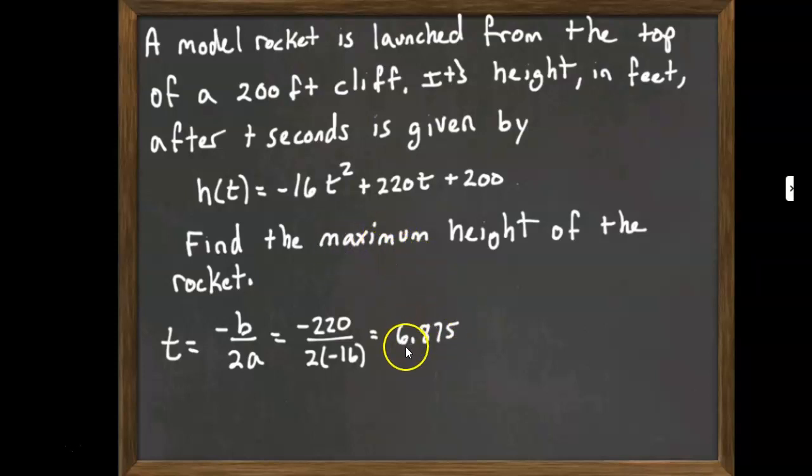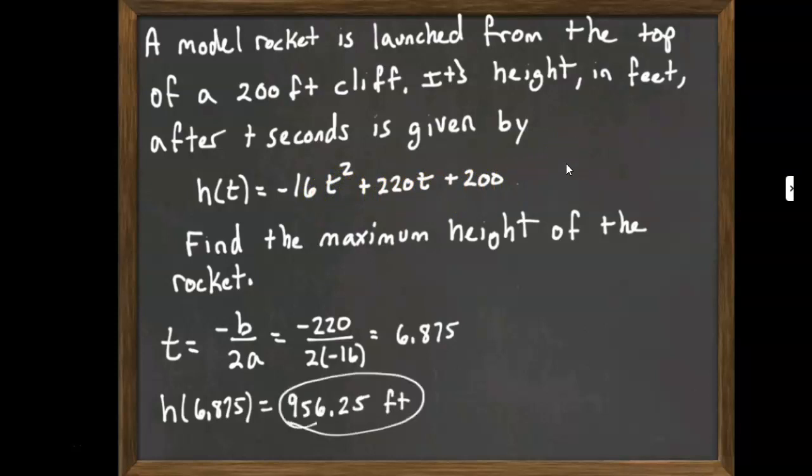We want the maximum height, so we need to take that number and go a little further, plug it into our function h(t), and then compute. So h(6.875): we plug 6.875 in everywhere we see a t, and we compute that. It turns out that'll be 957.25. That is a height, so it's in feet, and that's what we're looking for. So we're done with the problem there.